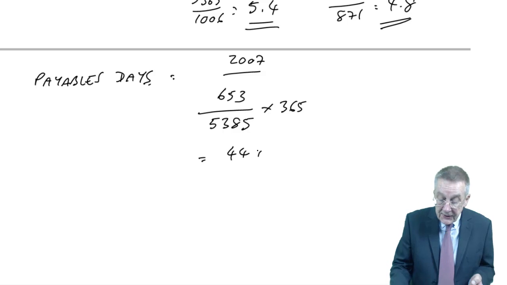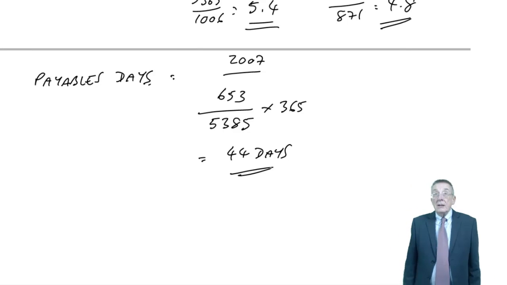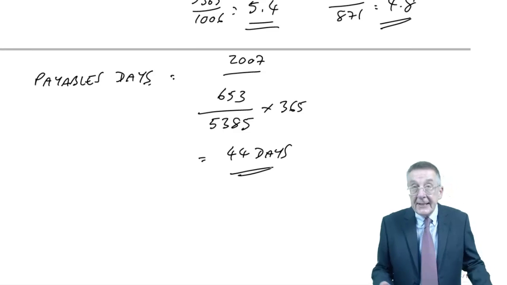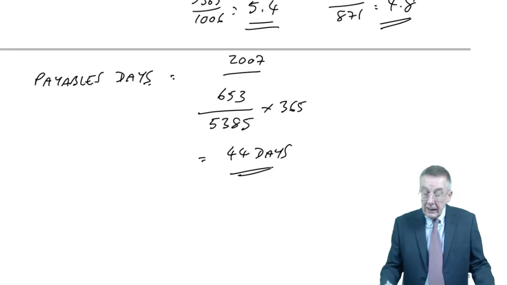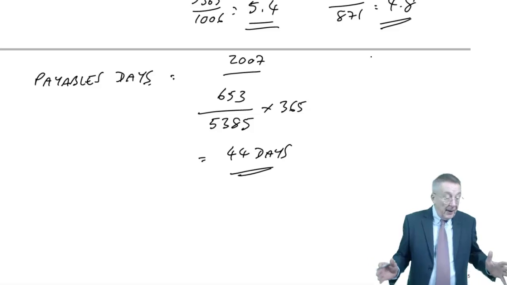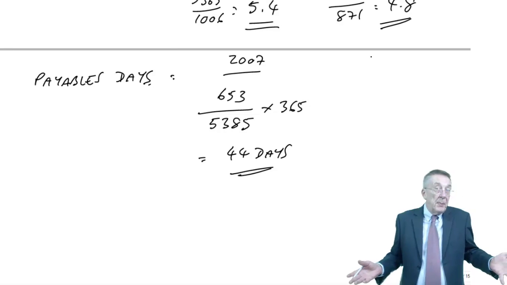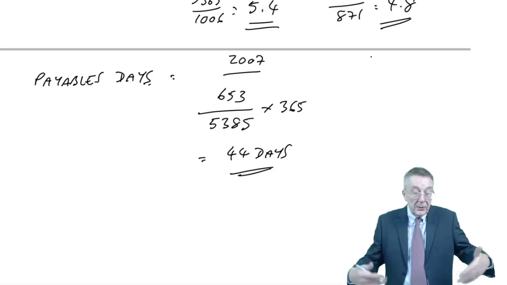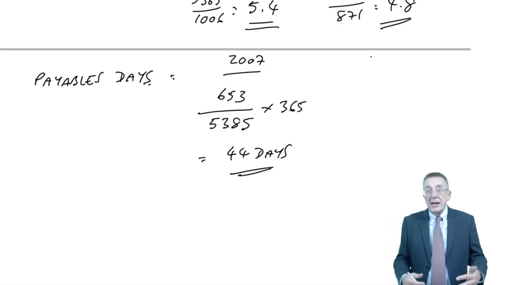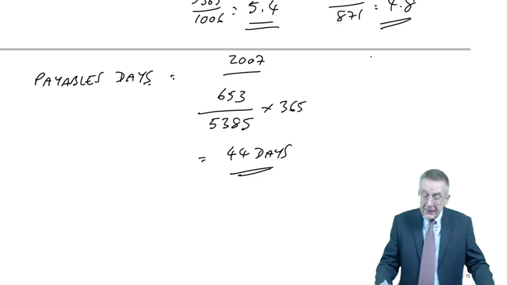44 days. So we're taking 44 days, it seems, to pay our liabilities, and the longer we can stretch it, the better, within reason. I mean, obviously, if you take too long to pay, you risk people refusing to supply, but subject to that, the longer you take to pay, the better it is.